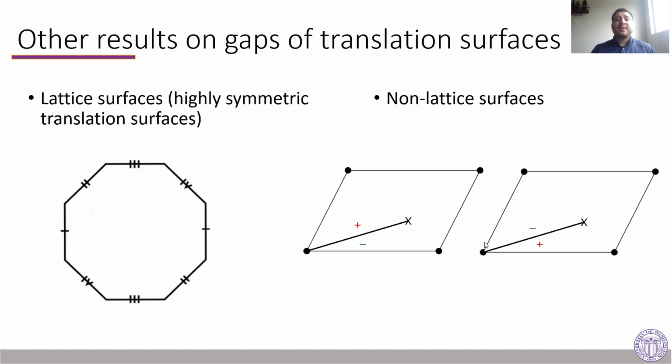I won't define explicitly what a lattice surface is, but we should think of it as a highly symmetric translation surface, an example of which is the regular octagon. And an example of a non-lattice surface is a generic double slit torus.